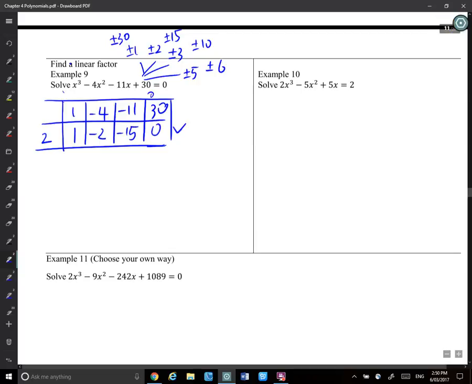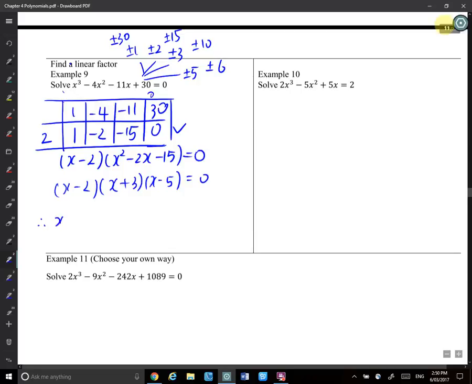So this one worked. So you will have x minus 2 as a factor. Then what has been left is minus (x squared minus 2x minus 15), and that equals 0. That is minus that, and you have (x plus 3) and (x minus 5) equals 0. So x equals 2, or x equals minus 3, or x equals 5.